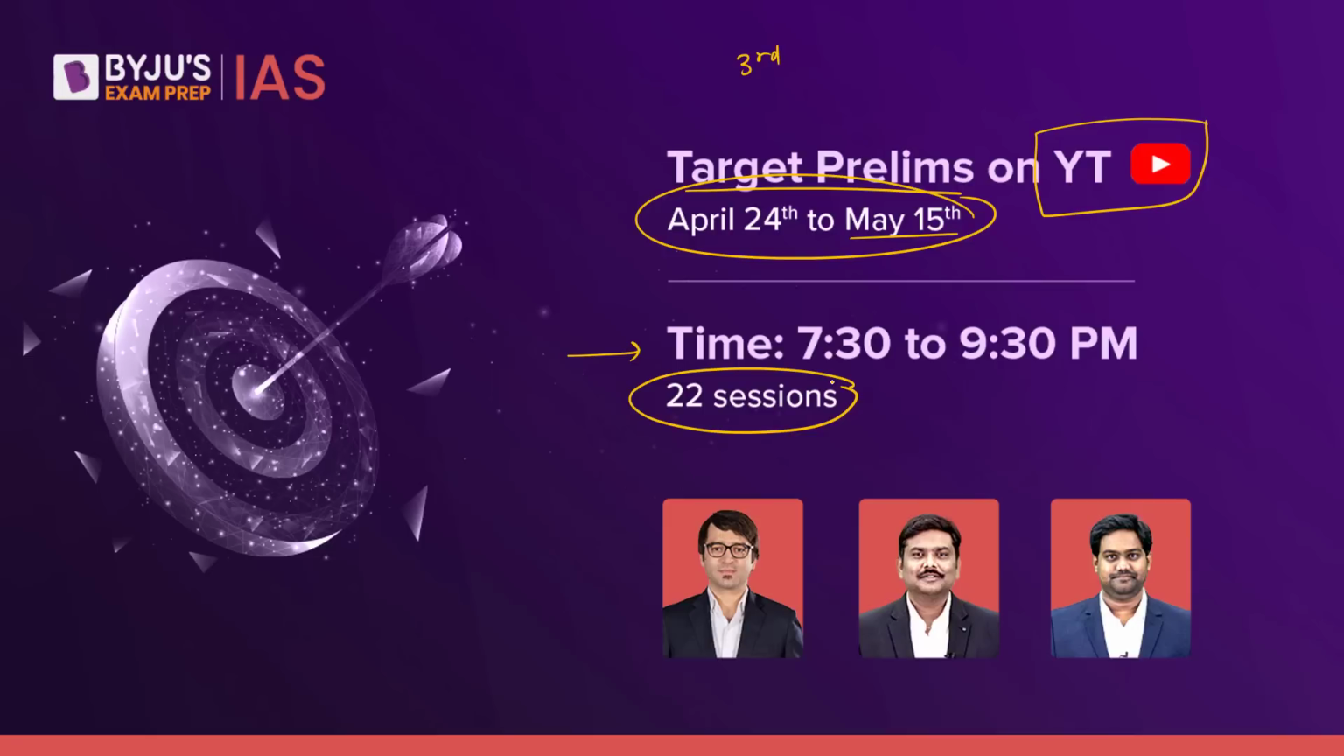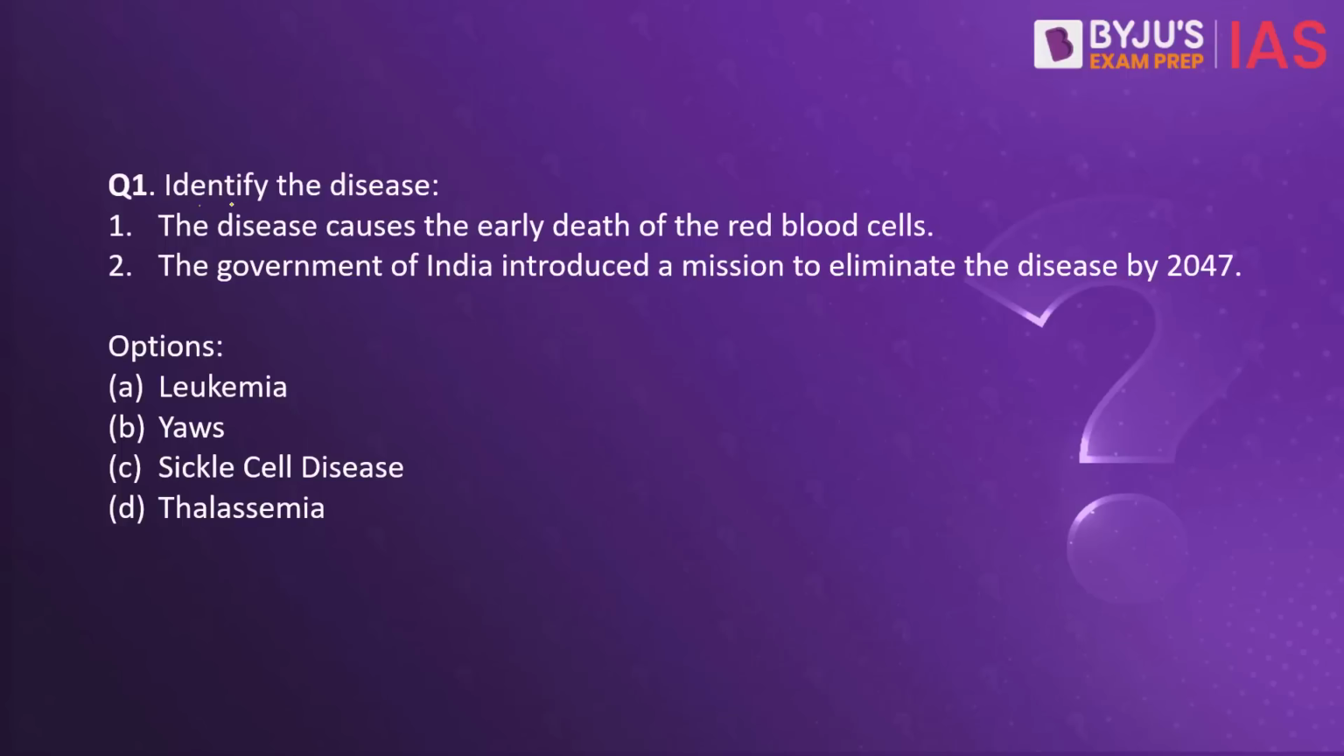So our first question is, identify the disease. The disease causes the early death of the red blood cells. The government of India introduced a mission to eliminate the disease by 2047. Options are leukemia, yaws, sickle cell disease and thalassemia.